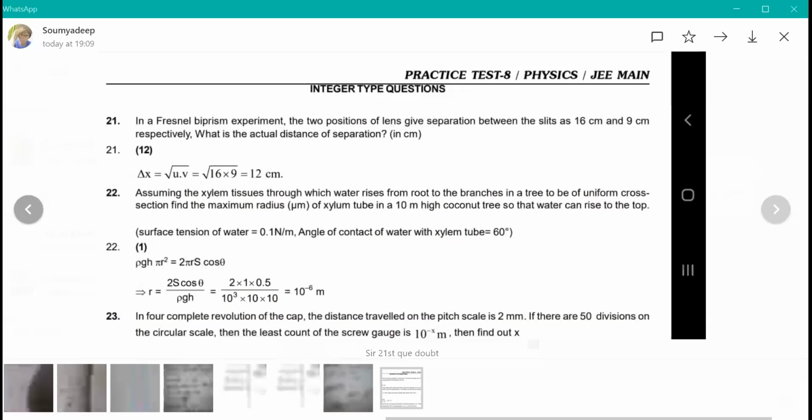So the two positions of the lens they are talking about now in the biprism experiment, this is somewhat similar to that determination of focal length of convex lens by the optical bench method. Now, U and V for the two solutions are reciprocal of each other. Okay. So I'll just explain.